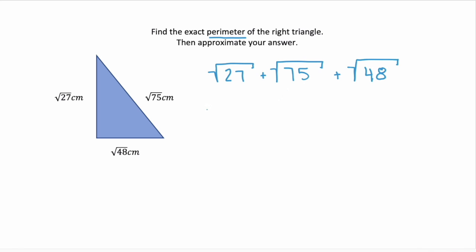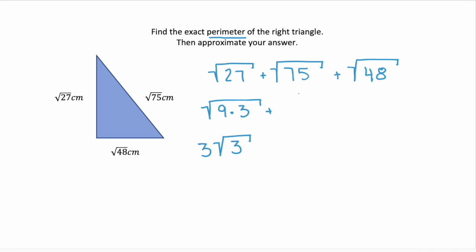So let's try to make them the same. Well, square root of 27. We can rewrite 27 as 9 times 3. And we can take the square root of 9. That's 3. And we're left with the square root of 3.